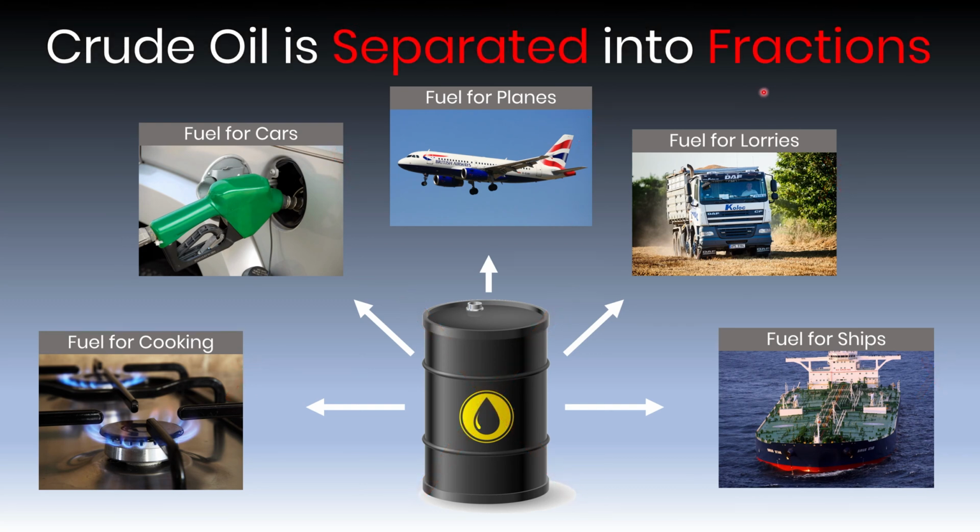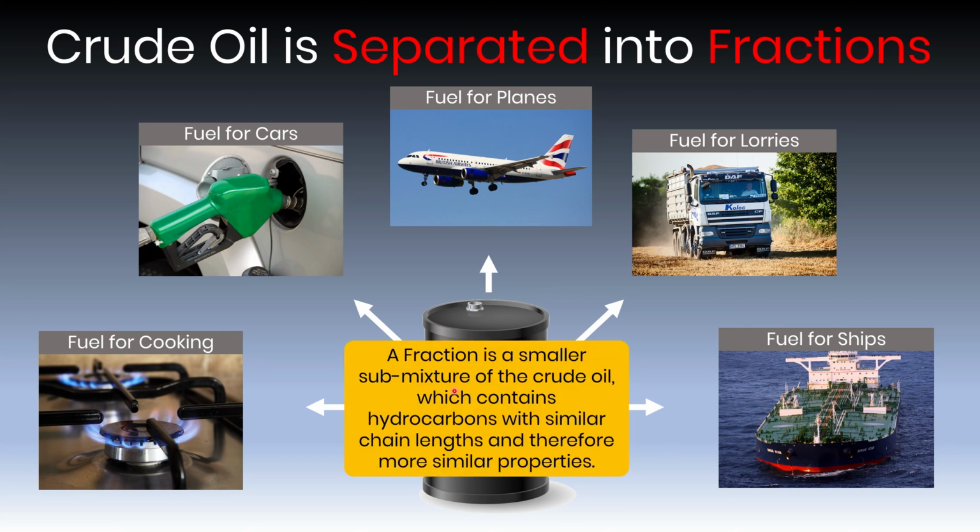And here's a key word for you: fractions. A fraction is a smaller submixture of the crude oil, which contains hydrocarbons with similar chain lengths and therefore more similar properties. So, let's say for example our fuel for cooking, which is known as natural gases. Well, the fraction that is natural gases of crude oil only contains chain lengths between 1 and 4, which means that they're not very viscous, they've got very low boiling points, and they're very flammable.